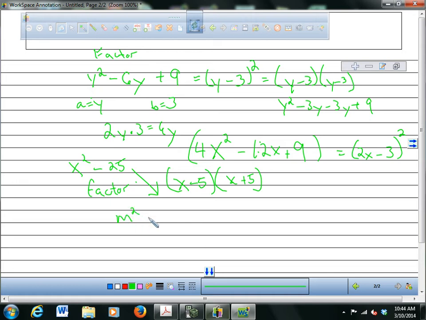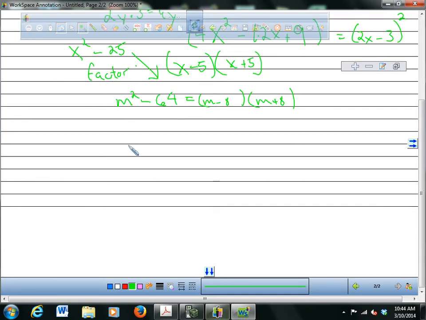m squared minus 64. Who can tell me what that factors to? Raise your hand. These are easy. Okay? Who can tell me what that one factors to? Ian. m minus 8 and m plus 8. You got it. m minus 8 and m plus 8. Okay, you crushed that bad boy. It's making sense. You're a champion.